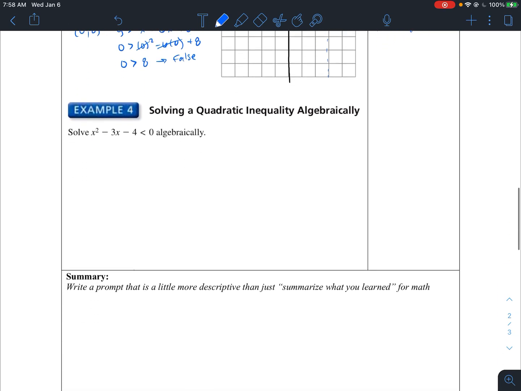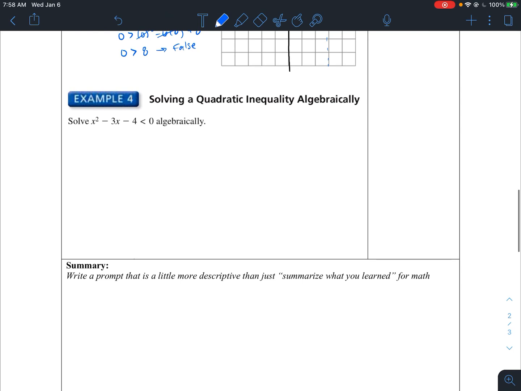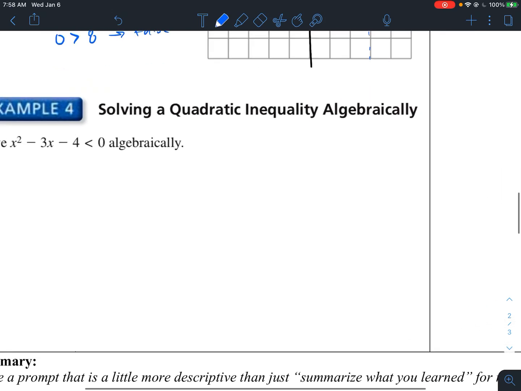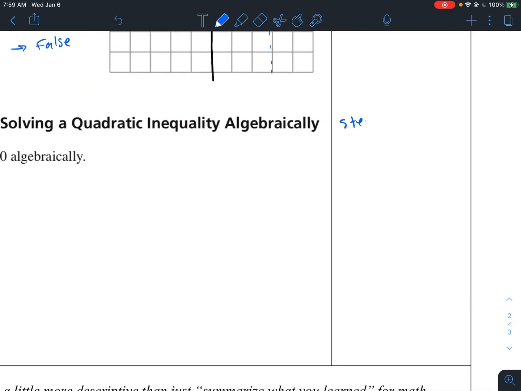Okay, now last thing that we're going to do for this section is to solve a quadratic inequality algebraically. So, here we have another quadratic. Now, we can't graph it, right? We're not talking about graphing it. We're talking about just solving it algebraically. Now, to do this, you want to find the zeros.